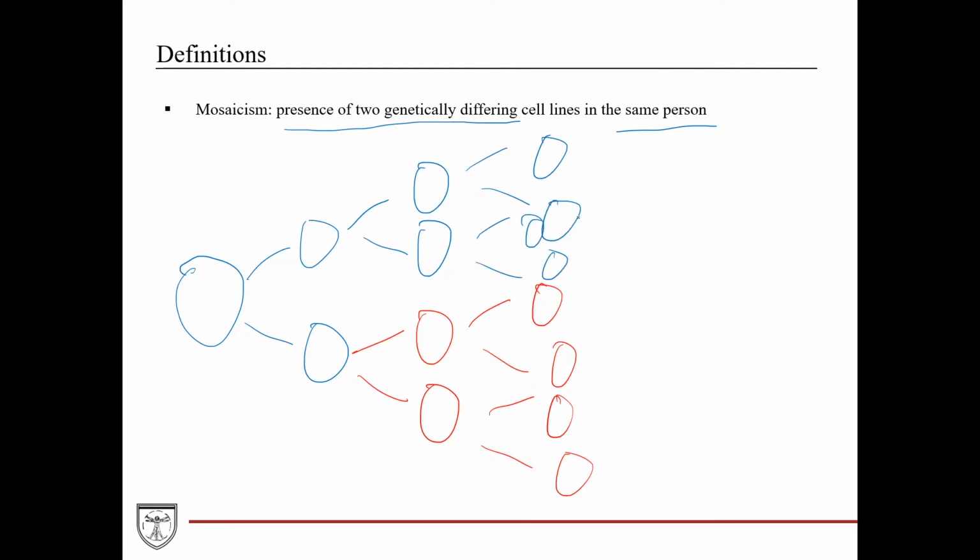So in the same embryo, you have 2 populations of cells that comprise the same person. And so this is an example of mosaicism. And this can result in a normal individual. It can also result in certain genetic disorders that we'll talk about later on.